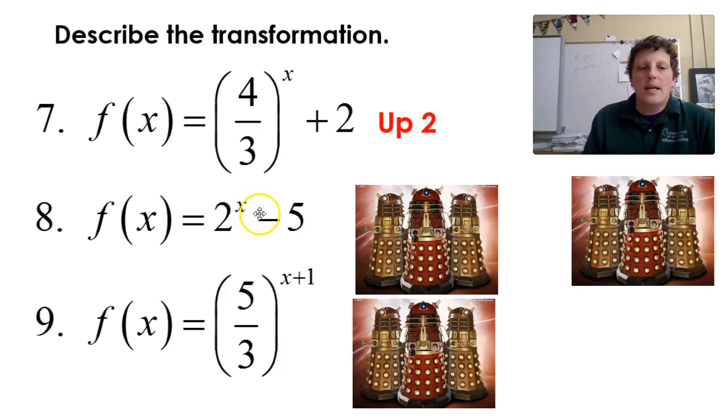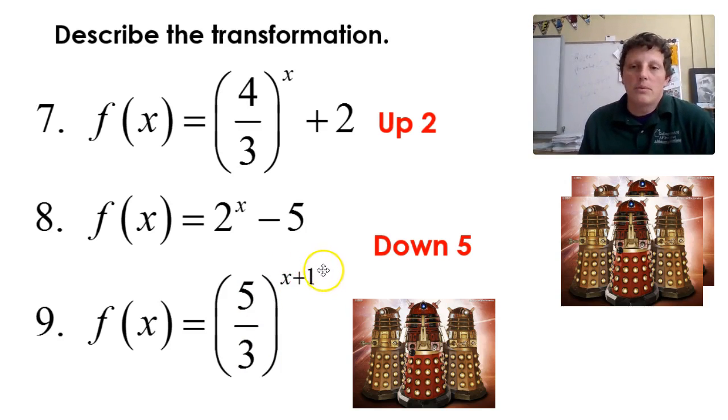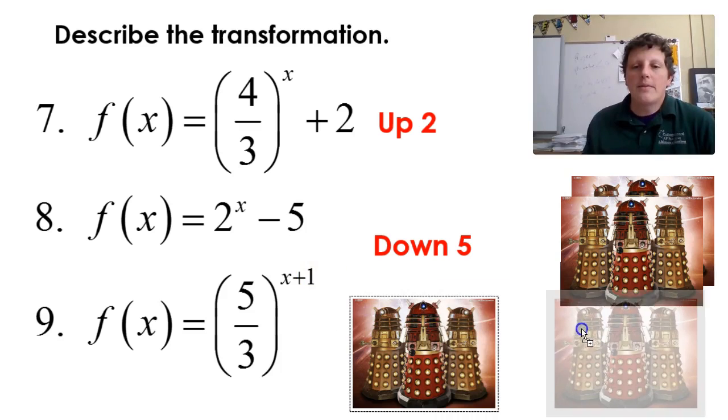For number 8, we have 2 to the x minus 5. The minus 5 is at the very end of the function. It's going to be up or down, and since it's minus 5, we're going to consider that to be down 5. Now, the x plus 1 in the exponent of 5 over 3 to the x plus 1 means that this is a shift left or right. This is where you have to be careful, right? Just like the other functions that we've studied. Shifts left or right are always going to be the opposite of what they look like in the exponent. So plus 1 is actually not going to be right 1, but instead is going to be left 1.